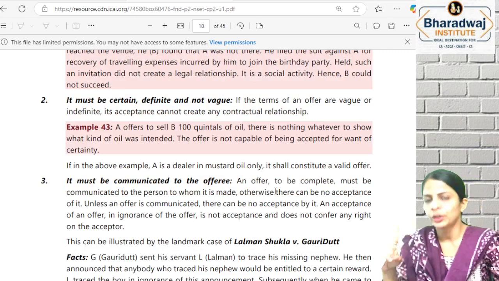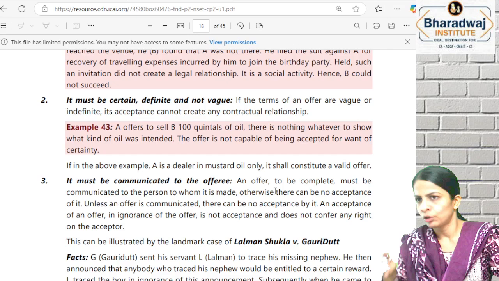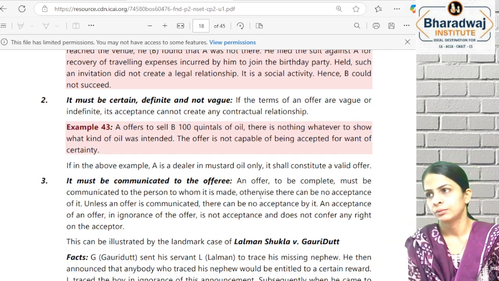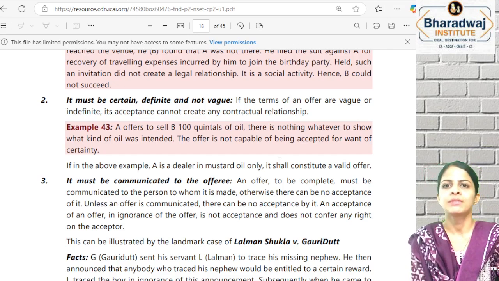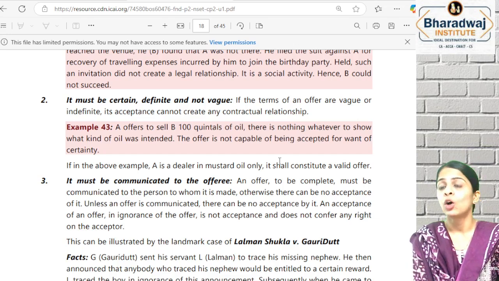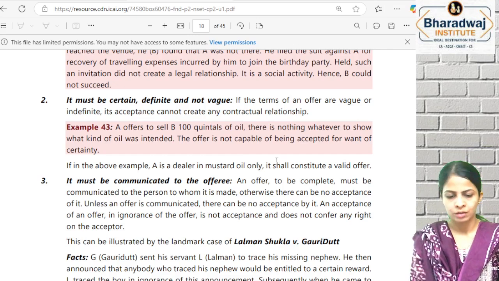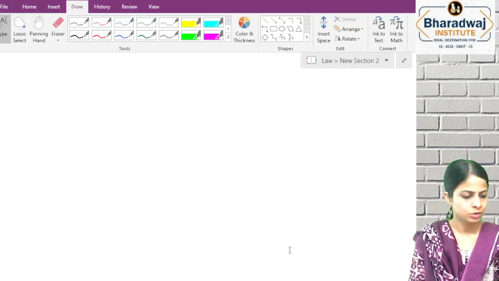If at all they ask you essentials of a valid offer, you will have to state the statement as well as give example. Wherever possible, give examples. Third one, it must be communicated to the offeree. There is a case law here. Lalman Shukla versus Gauri Dutt. Anybody remembers?